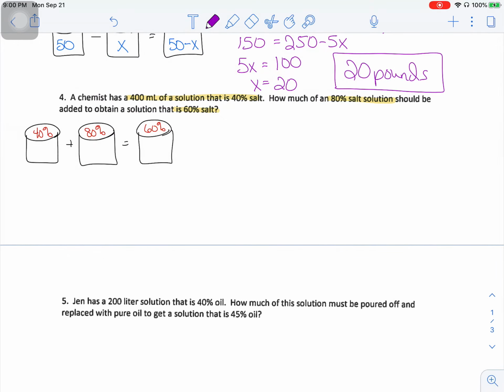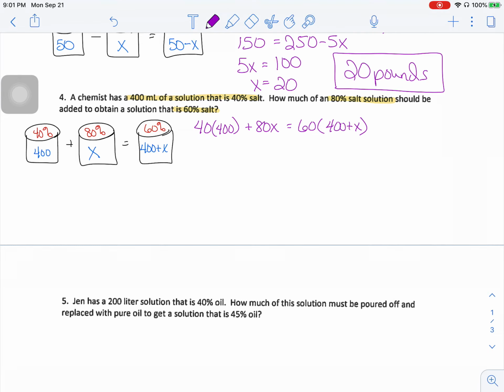Okay, so let's see what we've got here. We are starting with 400 milliliters. That is 40%. How much of the 80%? No idea. And so that's going to create 400 plus X for our final quantity. Once this information is filled in, the equation just falls right out of it, which is pretty nice. So let's see, 40 times 400 plus 80 times X is equal to 60 times (400 plus X).